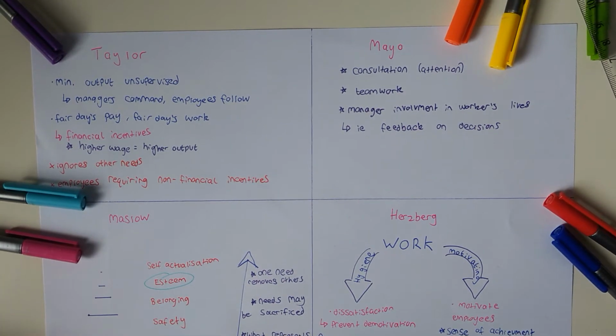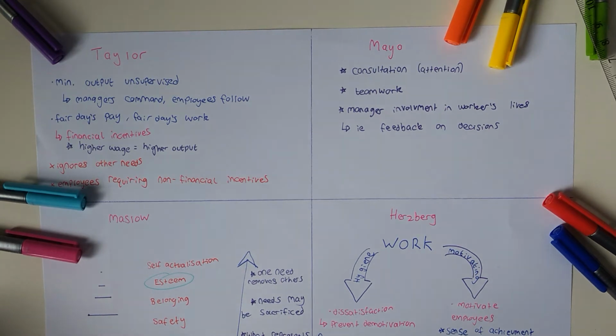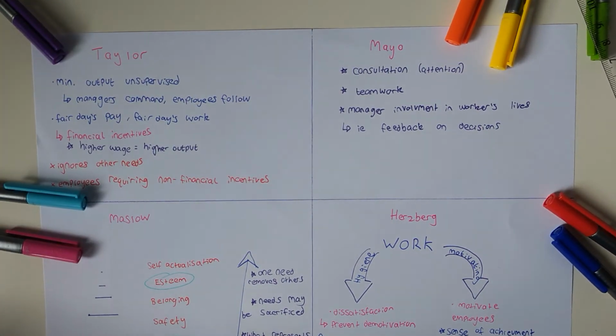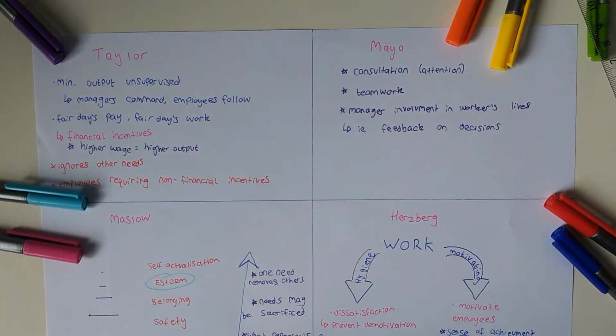These are the 4 motivational theories we need to know for Edexcel Business A-Level. Firstly, we have Taylor with his method of scientific management, and this is the old-fashioned view that workers will do the minimum if they're not watched, and so you give them a fair day's pay for a fair day's work. This links to piece rate and other financial methods of motivation.